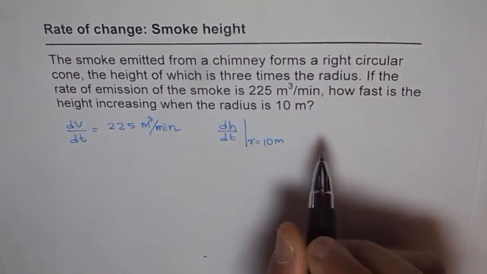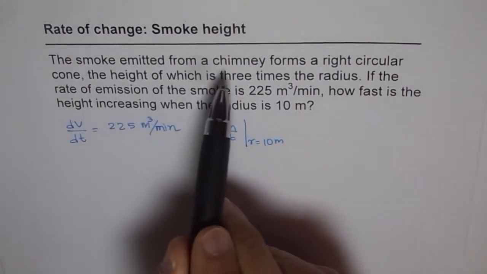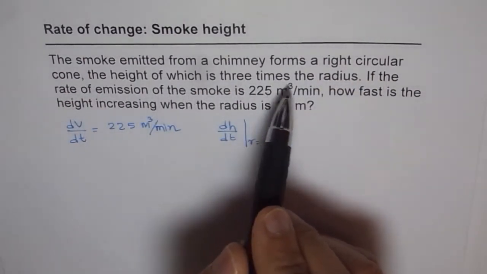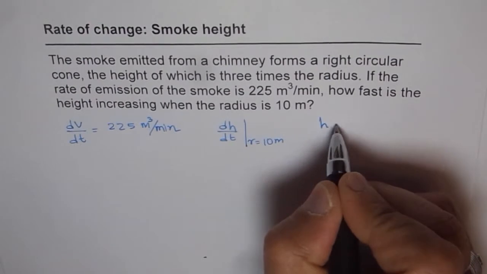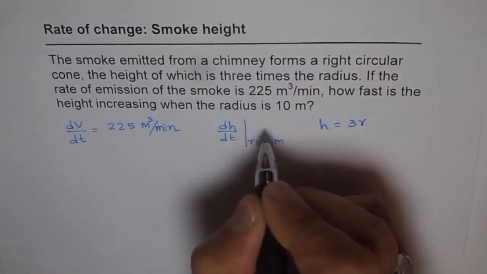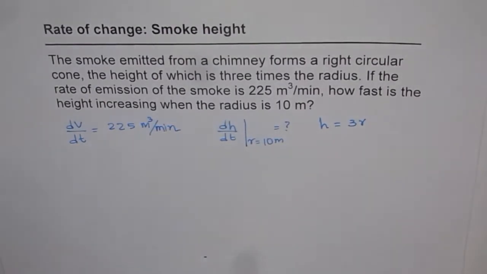And also we are given that the smoke emitted from a chimney forms a right circular cone, the height of which is 3 times the radius. So we are also given that h equals 3 times the radius. All these things are given, and this is what we need to find. So that is basically the question.